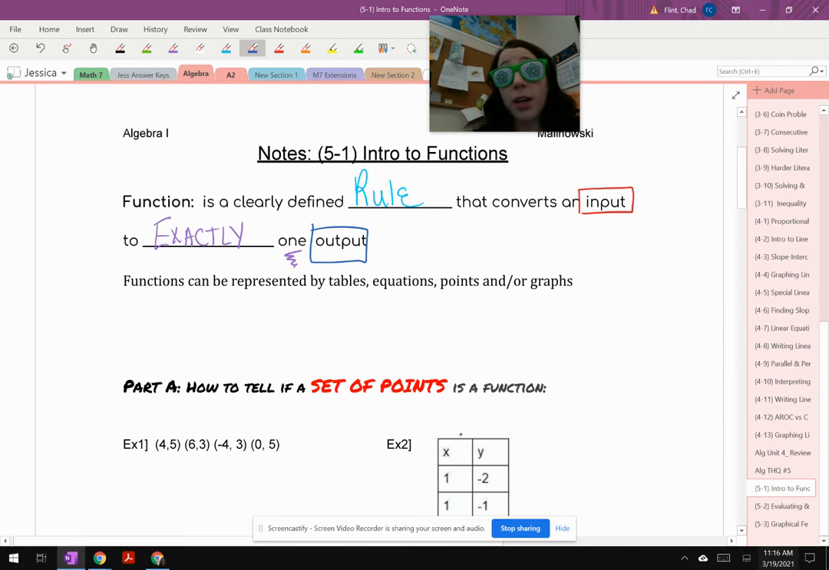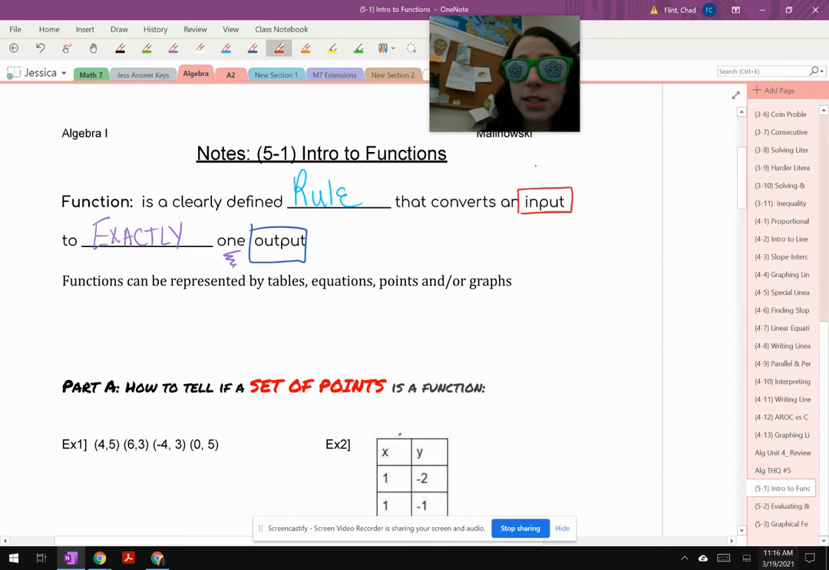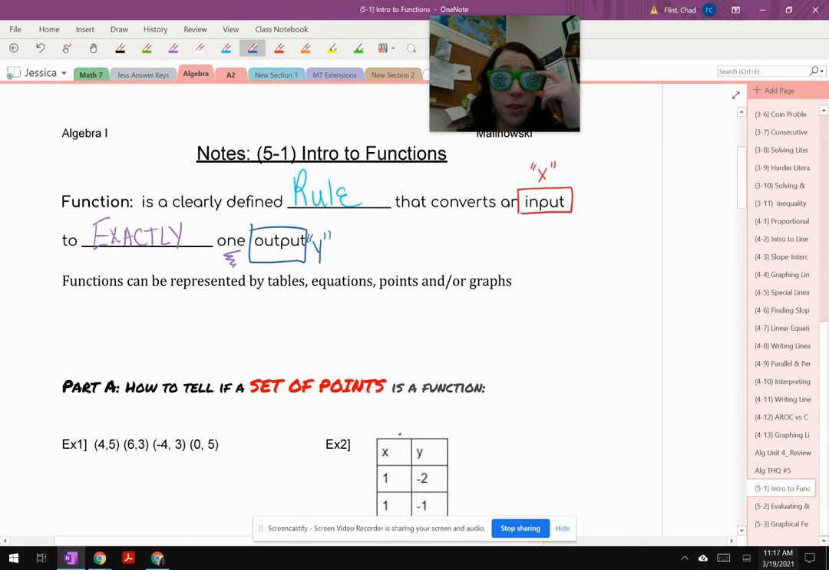And just know when we're talking functions here, when we're talking an input, that is an x. Those are our x values. And our outputs are the y values that we're dealing with. So you take something like an x value, you put it in, you do the rule, and then it shoots out a y value or an output.